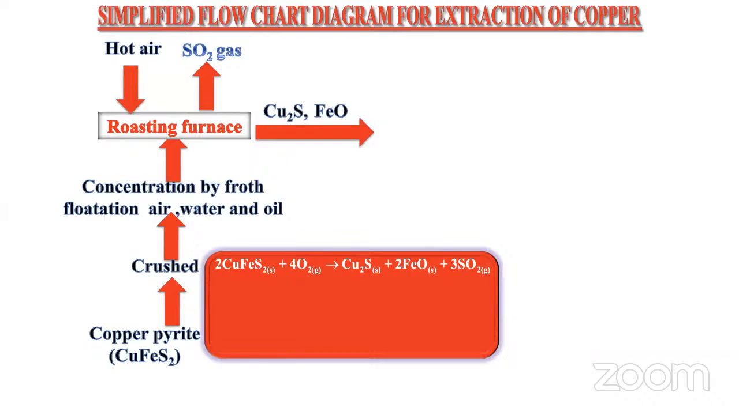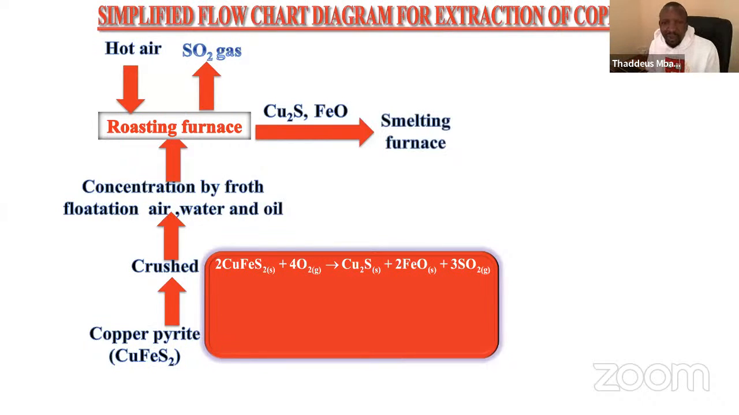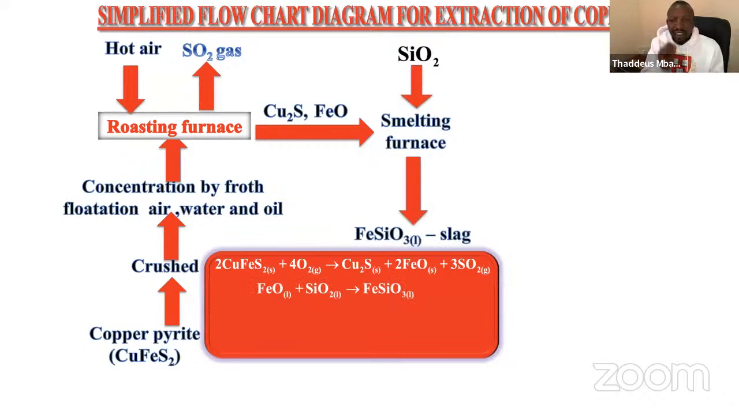Smelting furnace. Perfect. Whereby we add what? Iron 2 oxide is removed as slag. We mix iron 2 oxide with silica, which we add, and which will now react with iron 2 oxide, and you can see the reaction there. Everything perfect. Are we together?